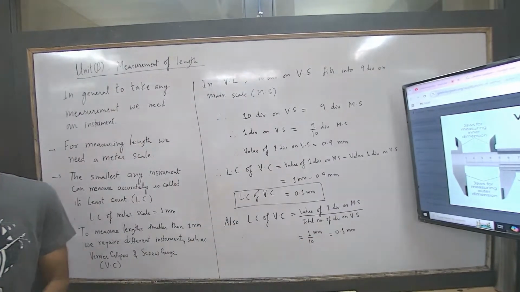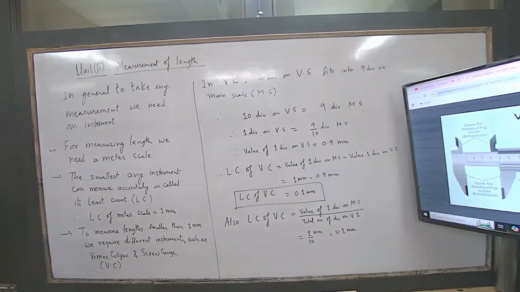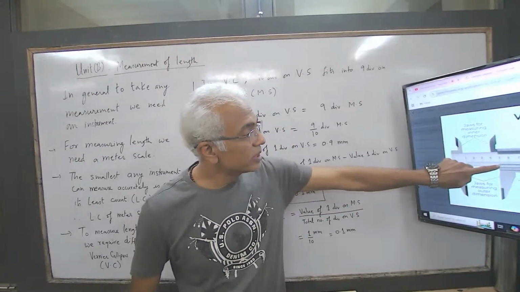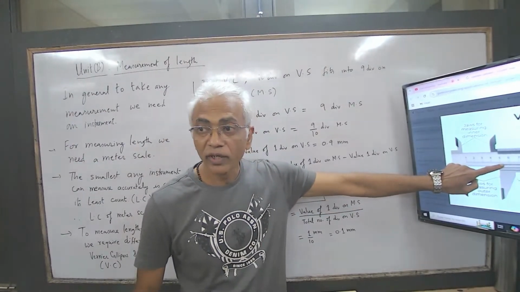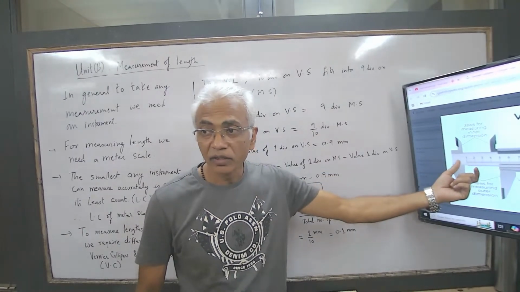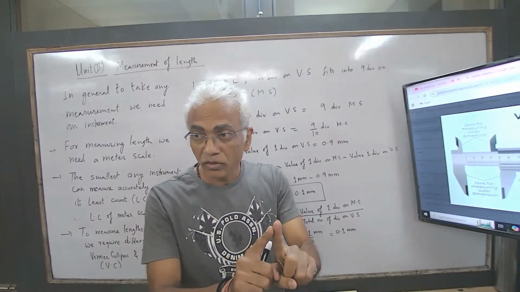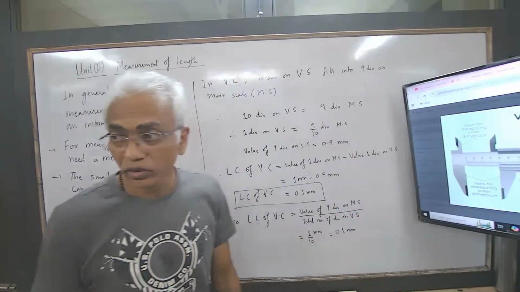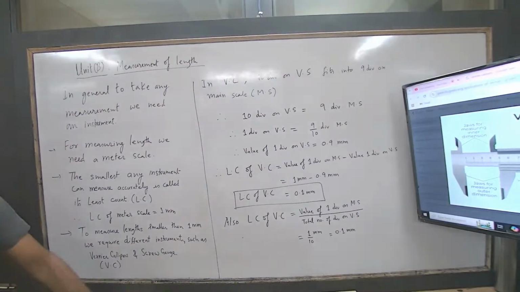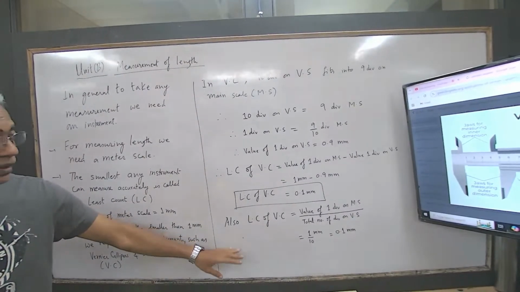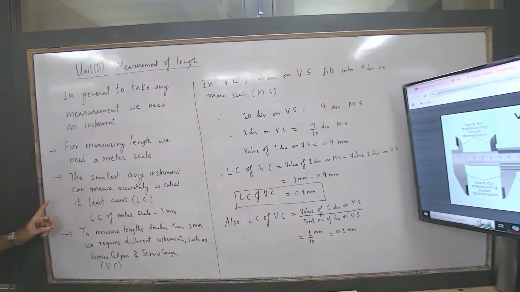One division of the vernier scale is 0.9 mm. These two divisions, one division here is 0.9. It's less than a millimeter. And least count is the difference between them. Understood? So when we take readings, you'll understand how to take readings. Now I will explain the method of how to take the measurement. Okay. Can I erase this part? Yes, sir.